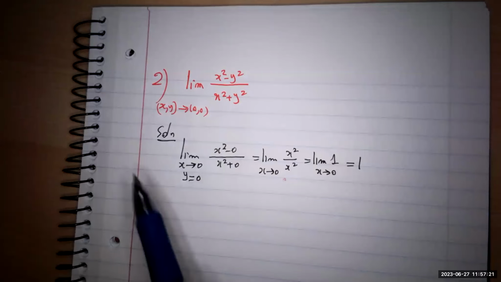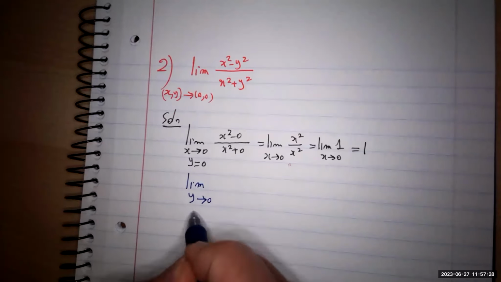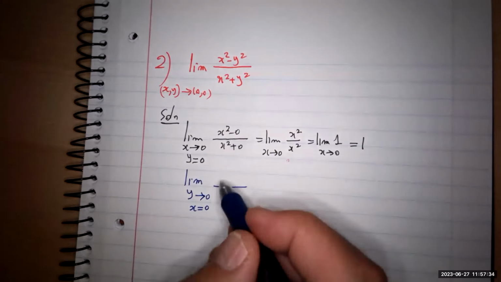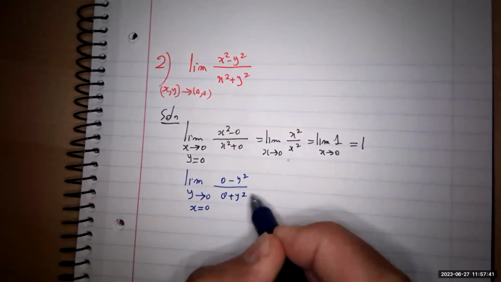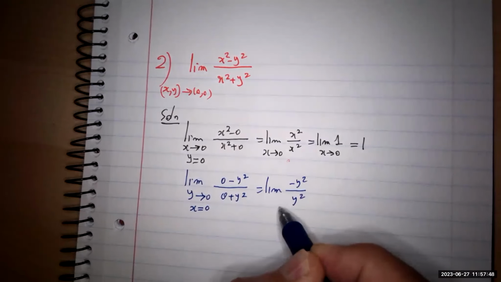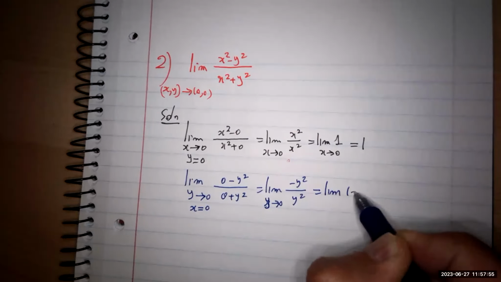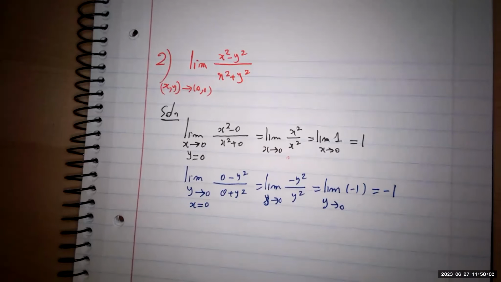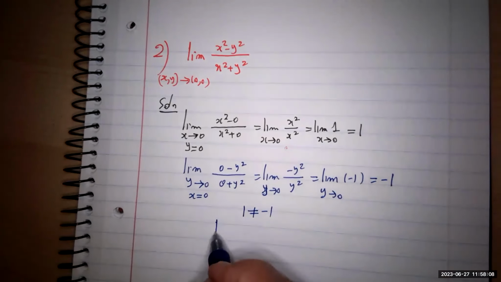That's the one direction. The other one, limit of, this time y goes to 0, fix the x. This is along the y-axis. So you substitute x equal to 0. That gives you 0 minus y squared over 0 plus y squared. So that gives you the limit of negative y squared over y squared, y goes to 0. You simplify it first. That gives the limit of -1, y goes to 0, and the limit of a constant number is the constant. There you are. So we have two different numbers. 1 is not equal to -1, and the limit does not exist.